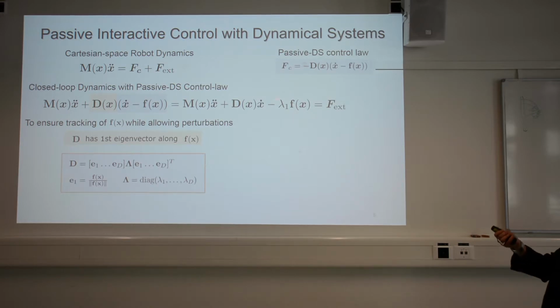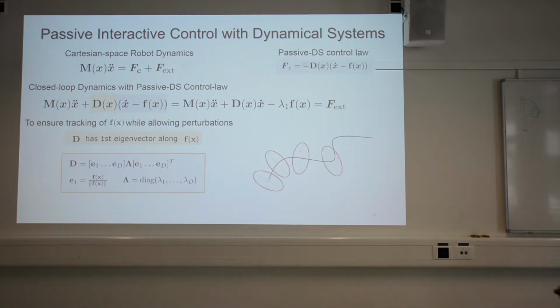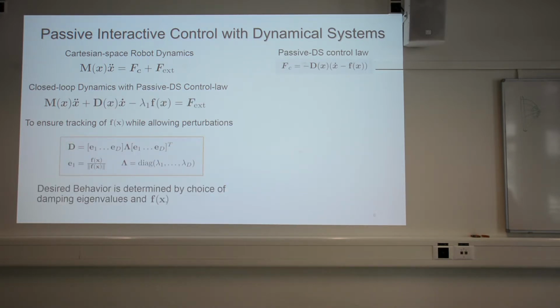So what we're doing is following the velocity that's given by the dynamical system, and then having some damping values on the directions orthogonal to this flow motion, to the f of x. For example, imagine that this is our f of x, one curve given by f of x. Our damping matrix is basically aligned to the motion given by the dynamical system. So basically the desired behavior is determined by two parameters, which are the damping matrix, here D, and the dynamical system itself.